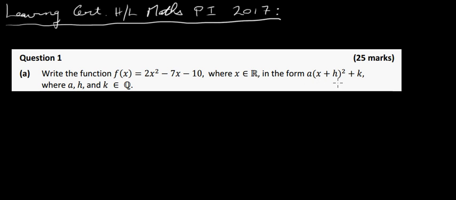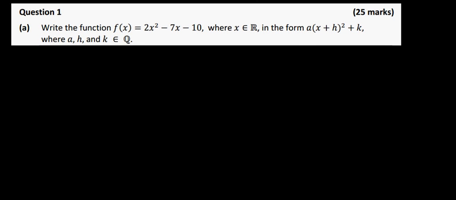A times (x plus h) squared plus k, where a, h and k are rational numbers, or elements of Q. So let's just write this down then and start the procedure. We have f of x is equal to 2x squared minus 7x minus 10. So you've got to write this in completed square form.